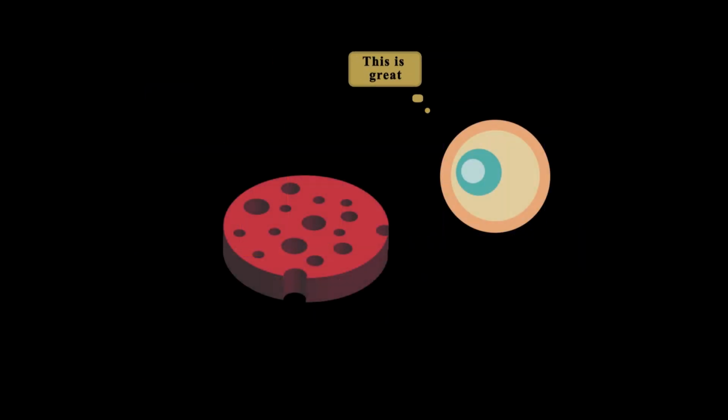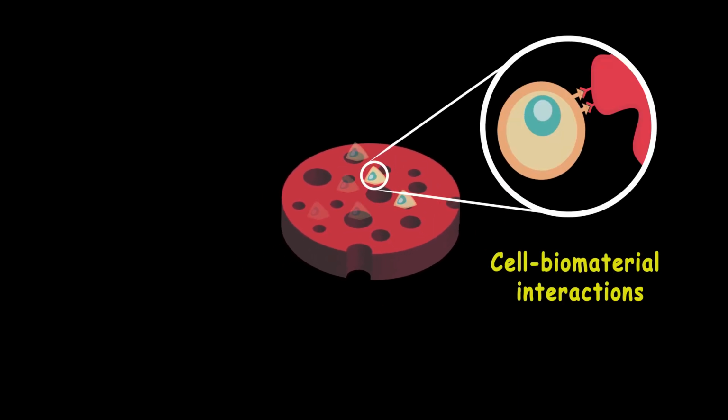In addition, the cells can feel the mechanical properties through cell biomaterial interactions and behave in a certain way. For example, some degree of elasticity would stimulate the proliferation or differentiation of the stem cells. Therefore, measuring the mechanical properties of our scaffold is essential in our design.